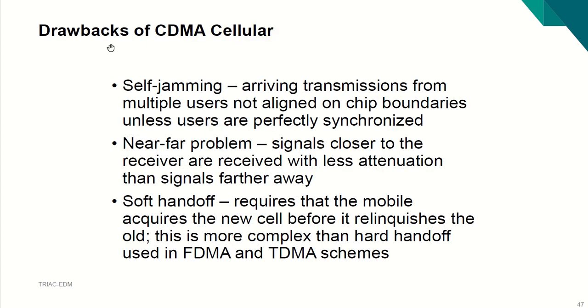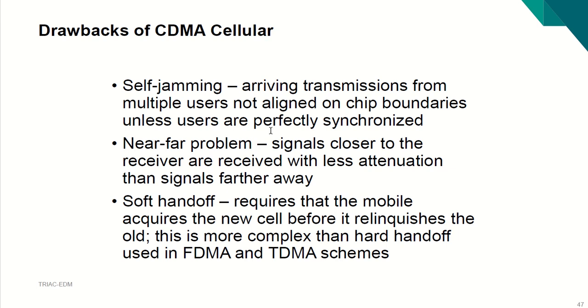And the drawback of CDMA is self-jamming. The arriving transmissions from multiple users are not aligned on chip boundaries, unless users are perfectly synchronized. Meaning that the code consists of multiple chips, and the chip boundary has to be well aligned.